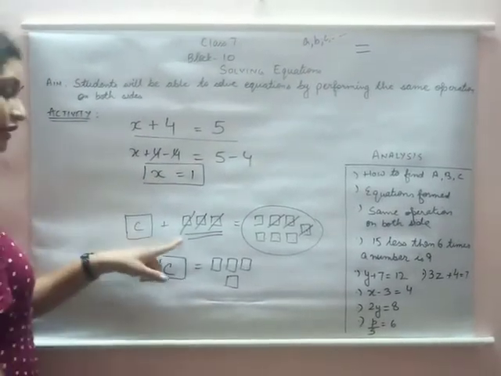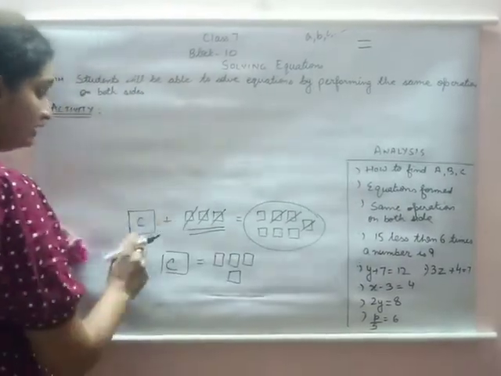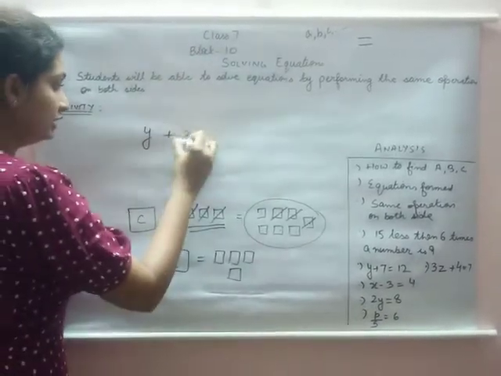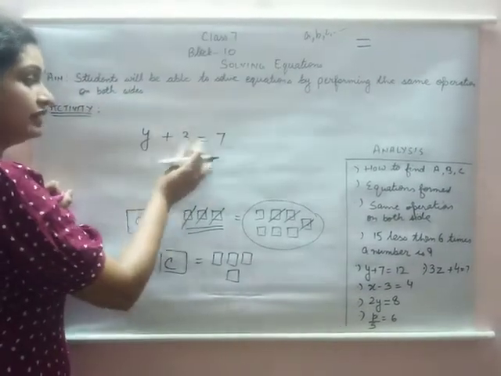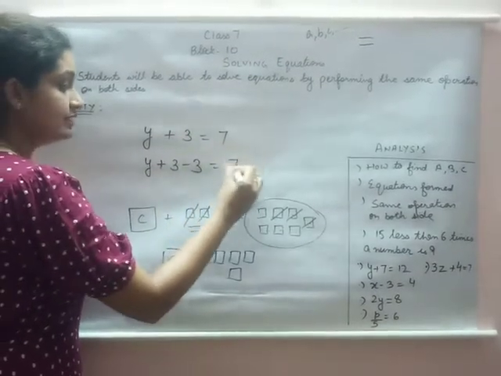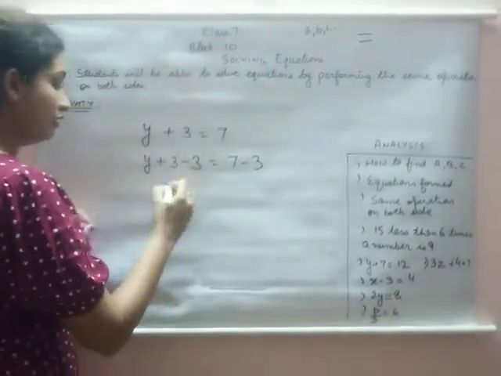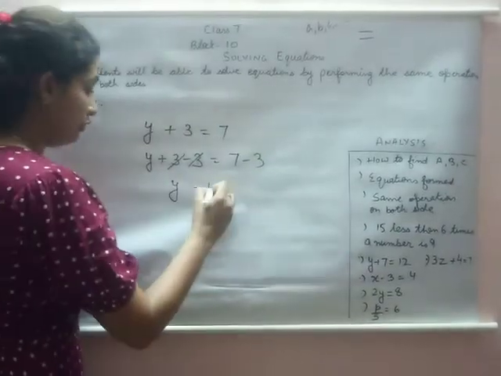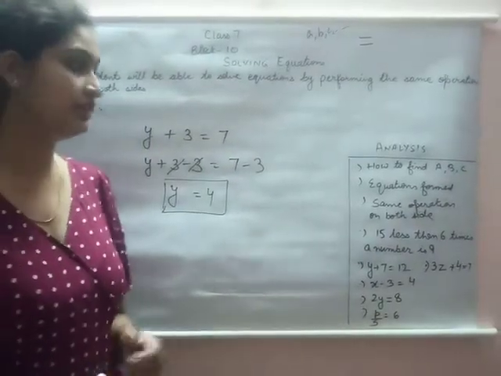Right? If I have to frame the equation for this part, how can I do that? Suppose y variable, which is unknown to us, plus 3 is equal to 7. What will we do now? We will subtract 3 from both sides. Same operation, both sides. Minus 3, 7 minus 3. Now what do we have? y, as 3 minus 3 becomes 0, and 7 minus 3 is 4. y is equal to 4. This is how we are going to frame these equations.